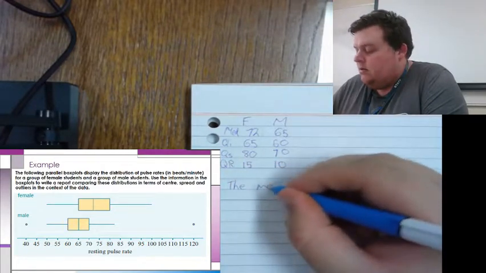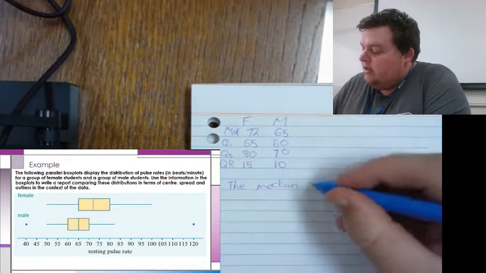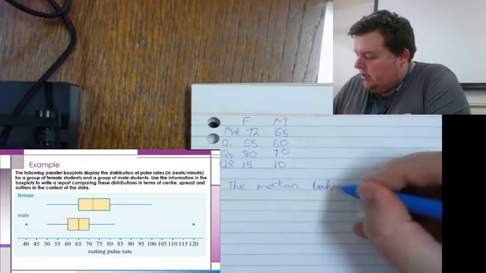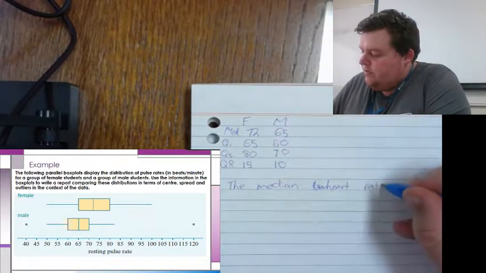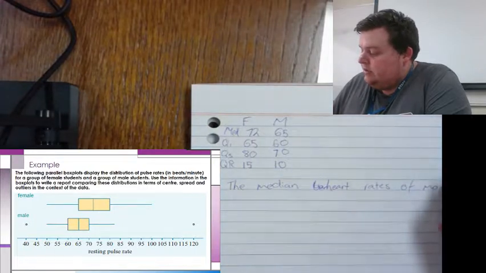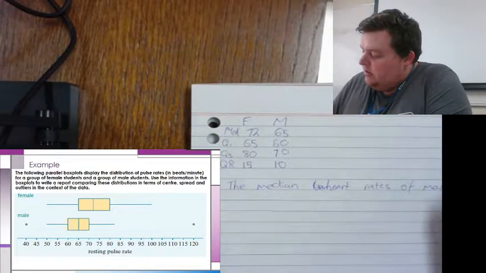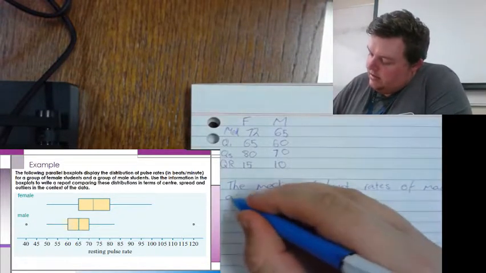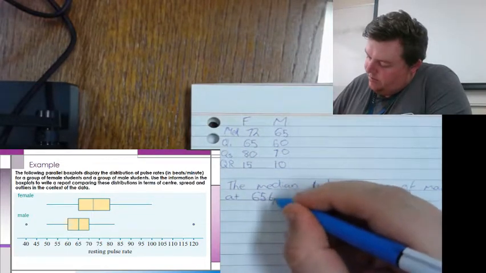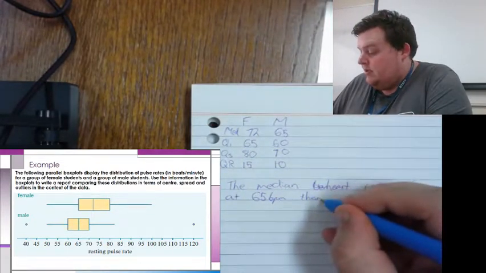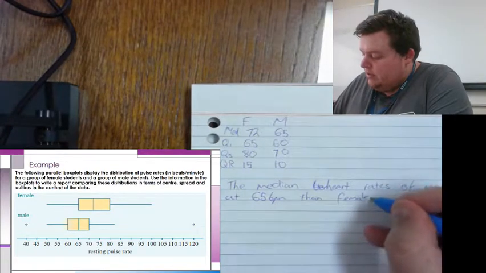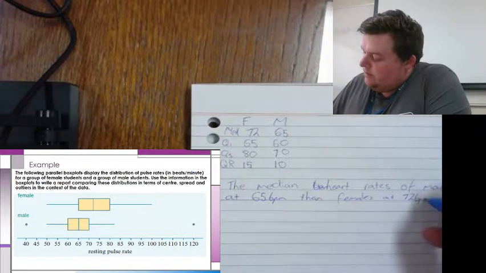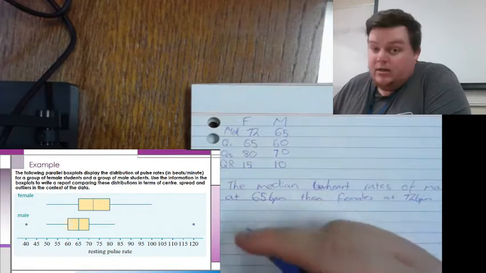the median, what is it, beats per minute? Heart rates, it would be heart rates of males is lower at 65 beats per minute than females at 72 beats per minute. Okay, and then we'll comment on spread next.